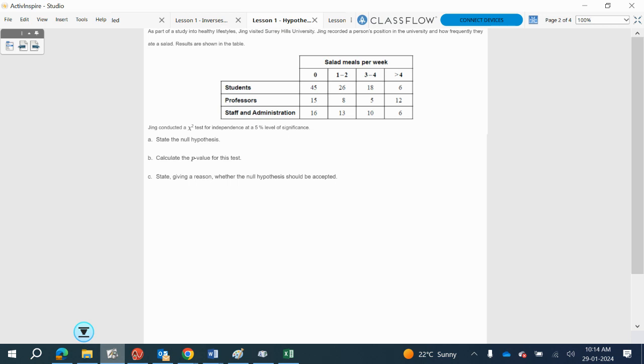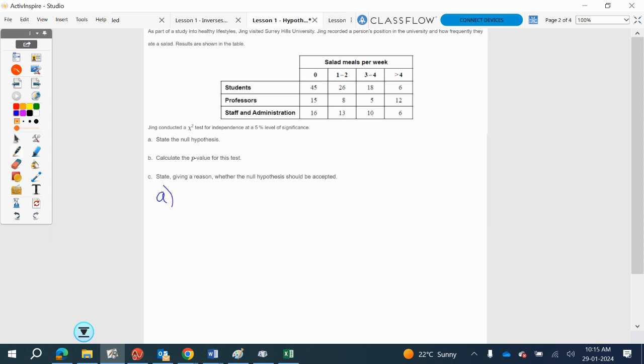Okay, we have data collected on students' preferences towards salads, and here we see it in the table. As part of the study into healthy lifestyles, Jin recorded a person's position in the university and how frequently they ate salad. The results are shown here. State the null hypothesis. So, salad is independent of the person's position in the university. Choice of salad.